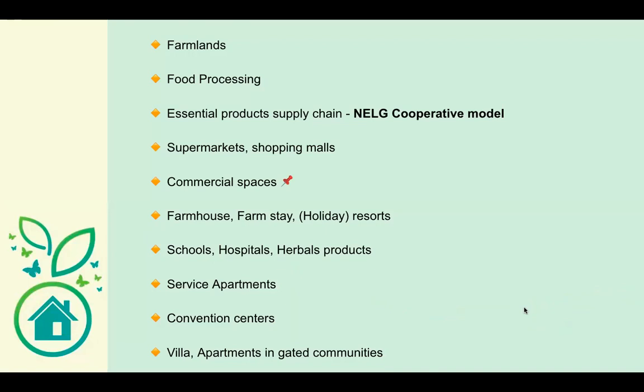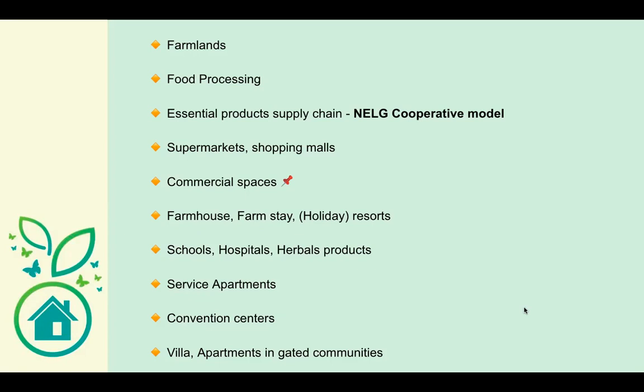Now, we identified 10 potential places or types and categories which will make sense for us, not only in terms of increasing our net worth from 1x to 2x or to 10x. On what proportion, what combinations, and where we invest is what matters, and with whom. So the first one is farmlands, and second is food processing. Third is the essential product supply chain, which we call the NELG cooperative model. Many of us are getting natural and herbal and other products through this Nature Choice brand, which is based on the NELG cooperative model.